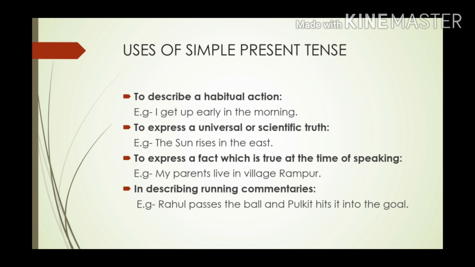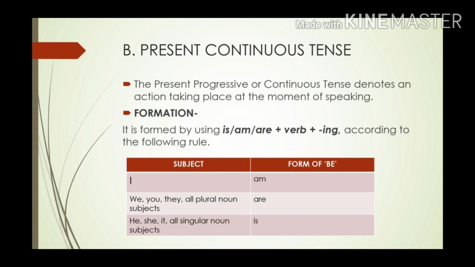Let's move on to our next type of present tense, that is present continuous tense. Now, the present continuous tense or present progressive tense denotes an action taking place at the moment of speaking. That means an action which is actually happening right now at the moment of speaking. It is known as present continuous tense.